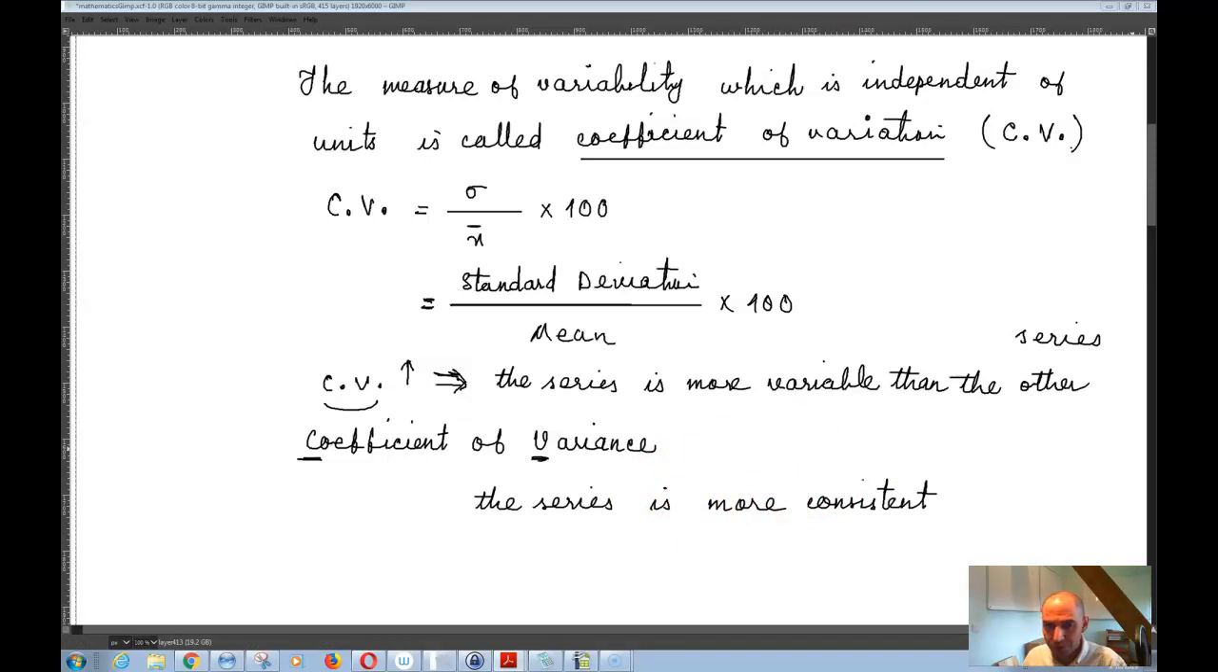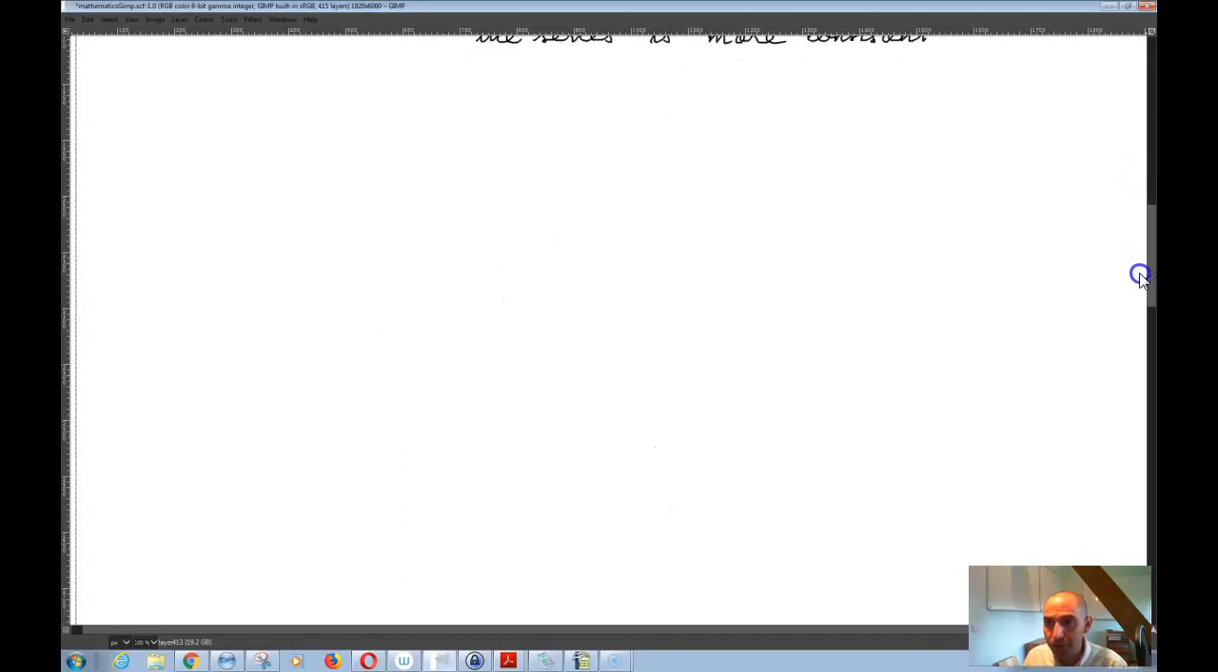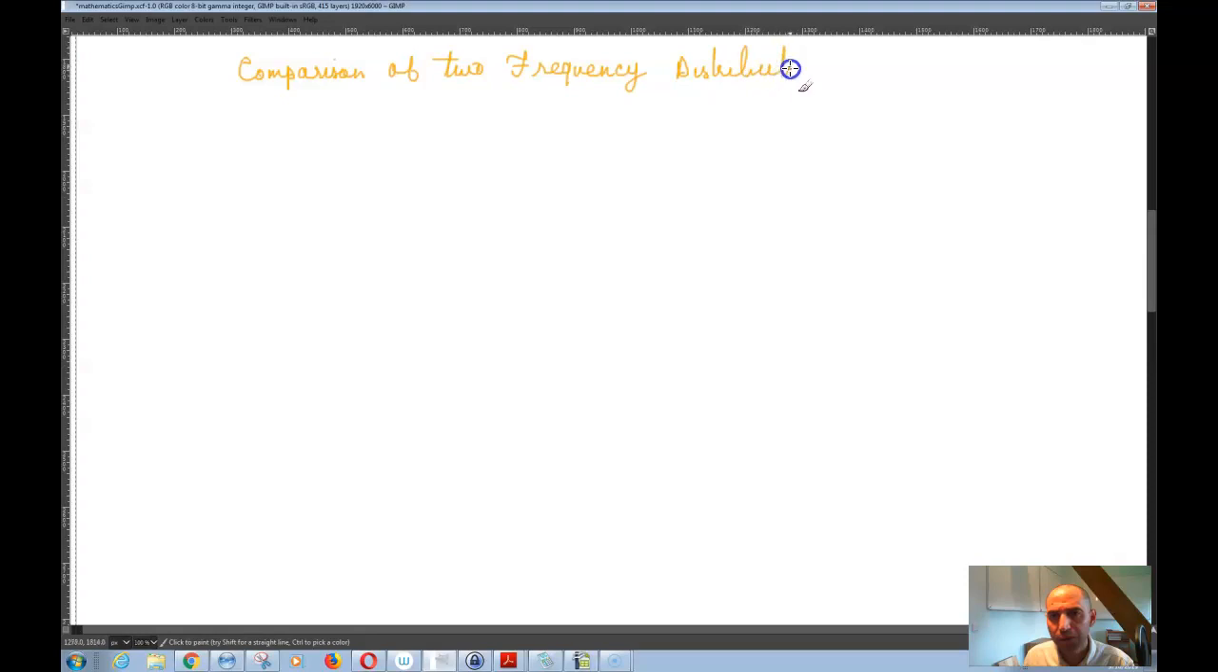Now, there is some part over here which is also connected to this part, which we will do in this video, and that is the comparison of two frequency distributions with the same mean.